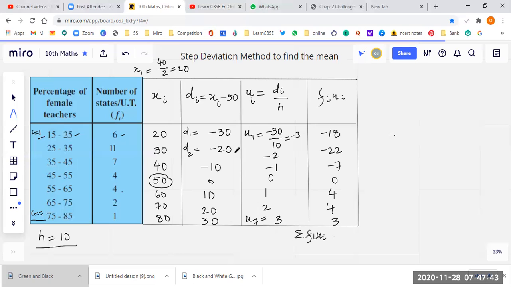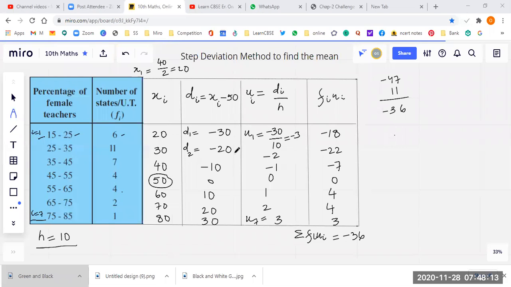fi ui. So you see that when you calculate them, minus 18, minus 22, this is minus 40, this is minus 47, right? So this is 4 plus 4, 8, 8 plus 3, 11. So you subtract this from 47, so you get minus 36, right? So minus 36 is the value of summation fi ui, right?